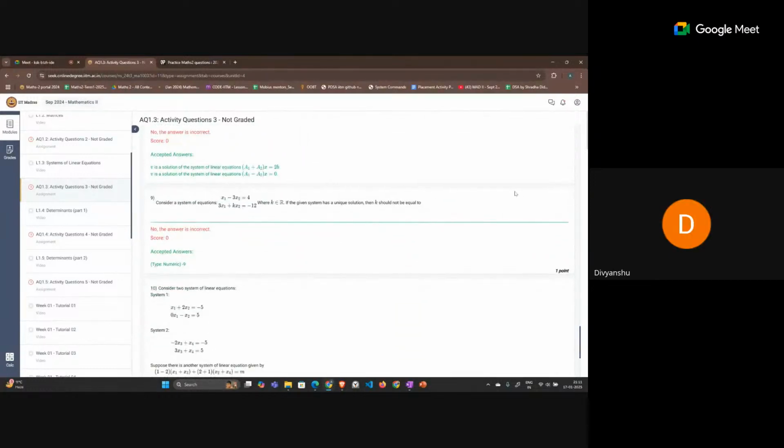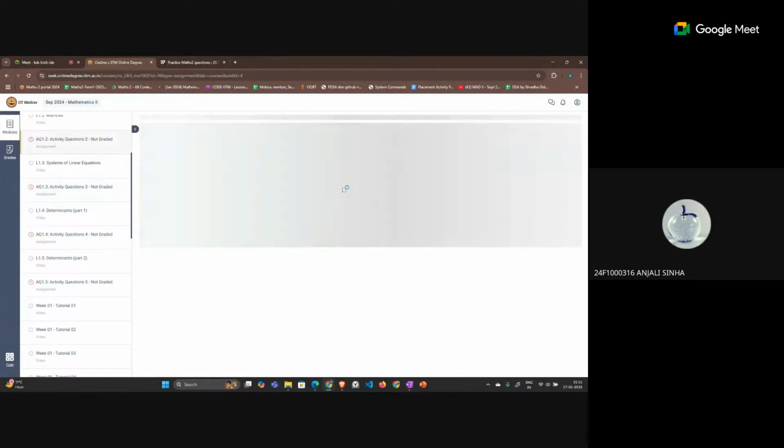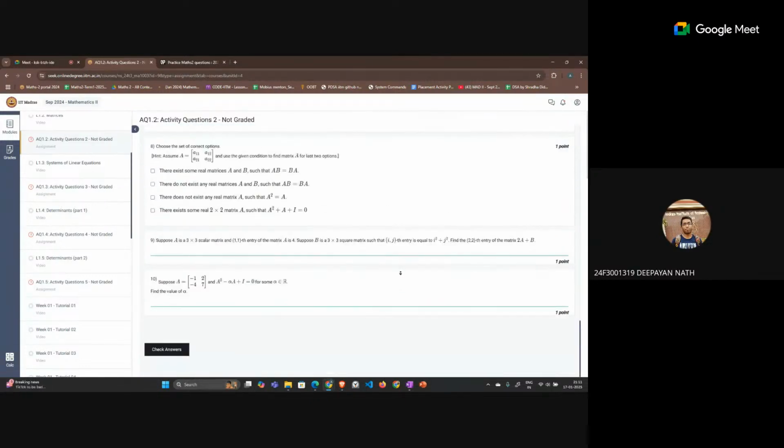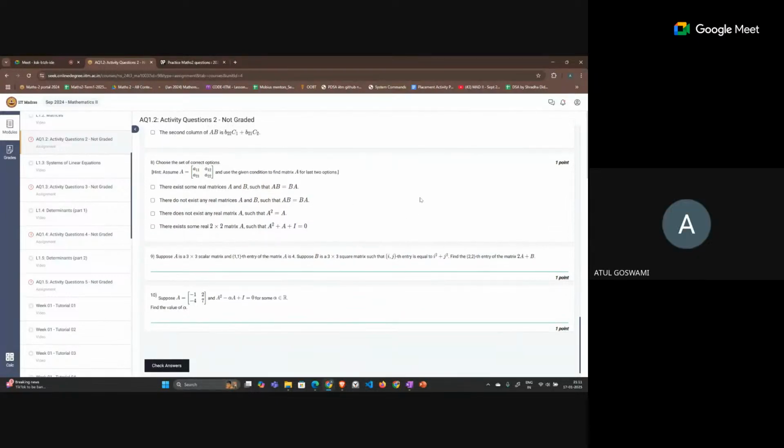Sir, question 1.2, sir. Yes, sir. What question number? Option number 8. Assume A is this: use the given condition to find matrix A for the last two options. First option is there exists some real matrix. Sir, it is correct only for identity matrix. Option 1.